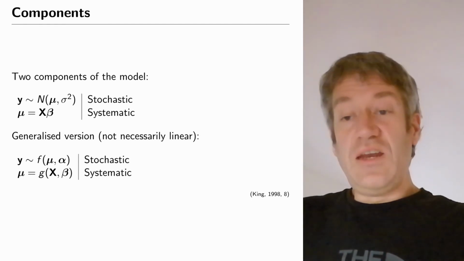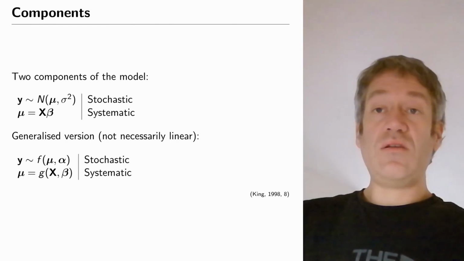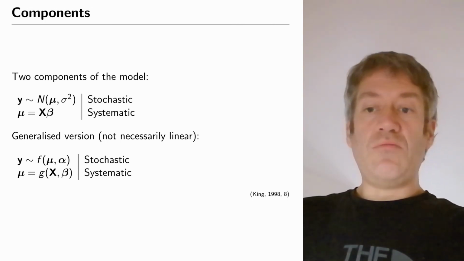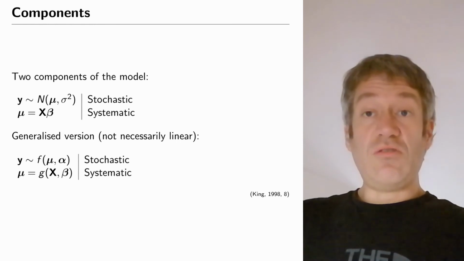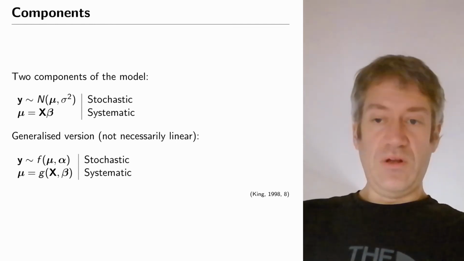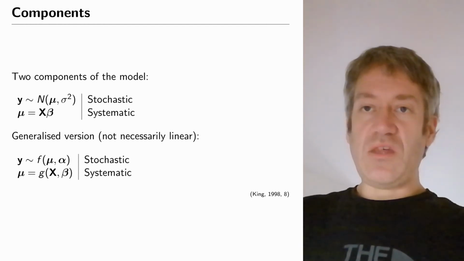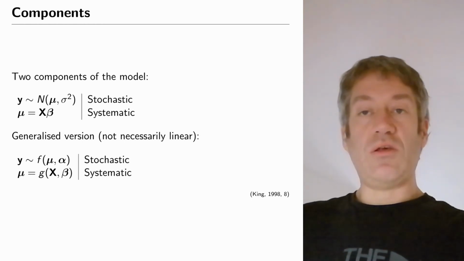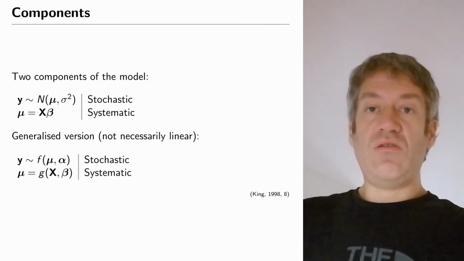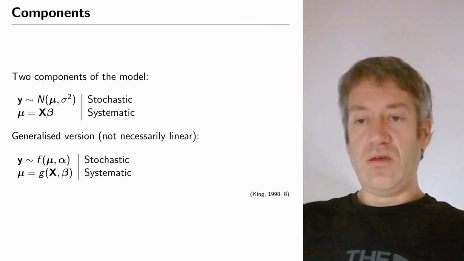And when we talk about the linear model, we talk about y having a normal distribution around mu with sigma squared. When we are thinking about more generalized linear models, which we come to later, that are not necessarily linear, then we just say that y has some probability distribution f, without specifying that it's normal, around some systematic component part mu and some other parameters alpha, and that this mu is some function of x and beta, not necessarily the linear prediction that you see above.